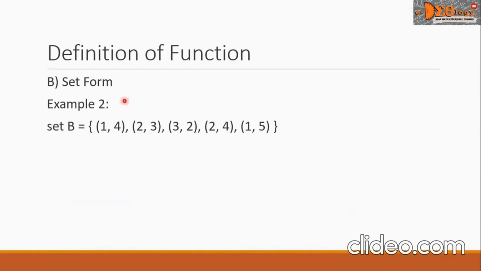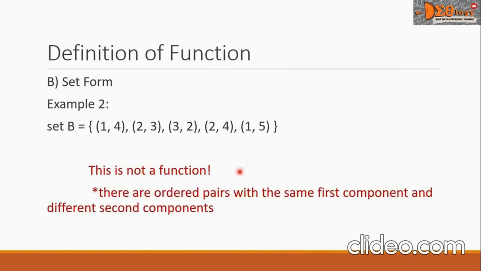Let's have example 2. We have here set B. The ordered pairs are (1, 4), (2, 3), (3, 2), (2, 4), and (1, 5). This is not a function because there are ordered pairs with the same first component and different second components. Example, the (1, 4) and (1, 5).